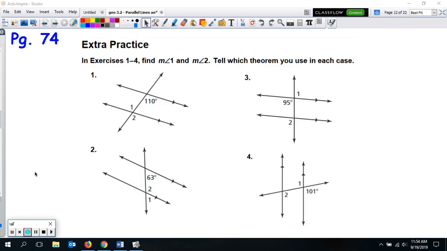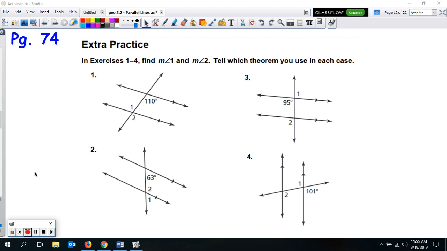Okay, so here we are at the extra practice, 1 through 4. It says on page 74. In fact, number 4 is actually on the top of 75. But it says here, find the measure of angle 1 and the measure of angle 2. Tell which theorem you use in each case. So we're going to find the angle measure and then also give a reason for that.